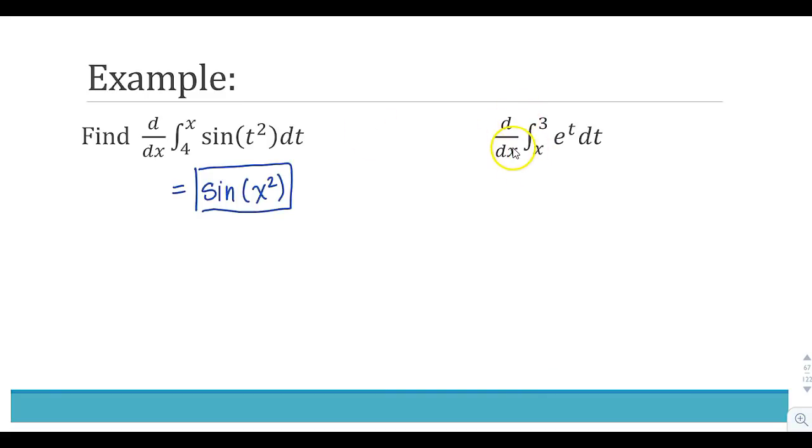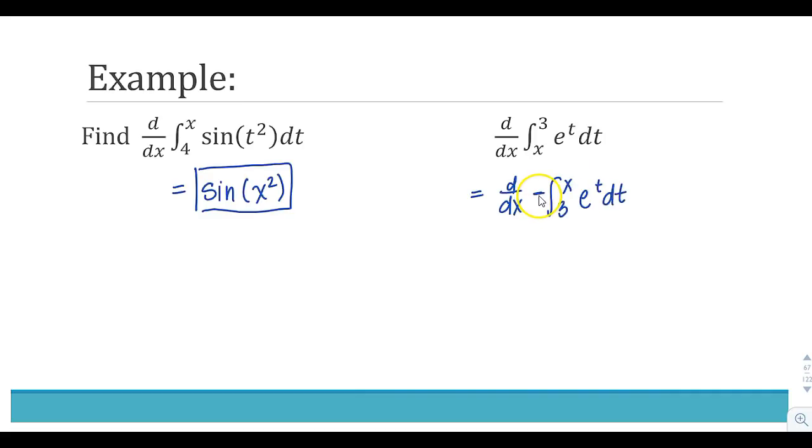On this example, we have the derivative with respect to x of the integral from x to 3 of e to the t dt. So our problem here is that we do need the variable to be in the upper limit of integration, and if we switch, then we have to go ahead and pull out a negative. So we're going to have the derivative with respect to x of negative the integral from 3 to x of e to the t dt.